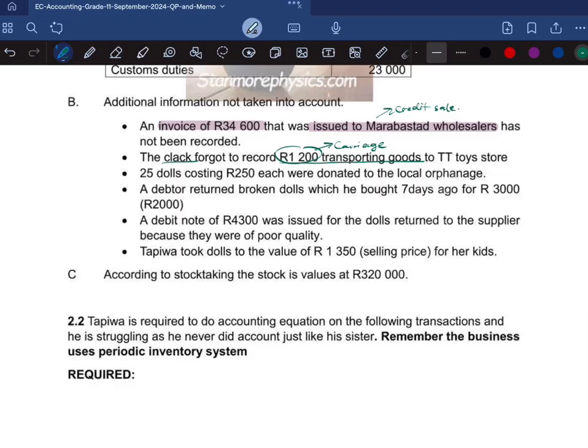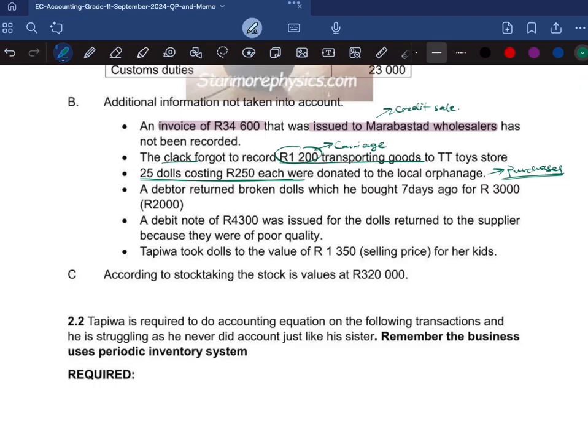All right. Then the next one says 25 dolls costing 250 each were donated to the local orphanage. So now we know that this was taken from our trading stock, our inventory. So we are going to reduce this from our purchases, because we are donating the stock.